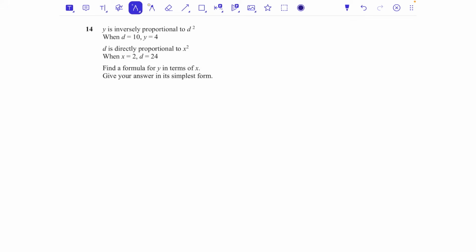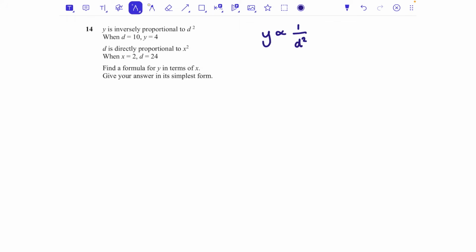So y is inversely proportional to d squared. What that means is if it's directly proportional, as one gets bigger, the other one gets bigger. If it's inversely proportional, as one gets bigger, the other one gets smaller. And how we write that, we say y, this is the proportionality symbol, and then for directly proportional, we'd put d squared. But because it's inversely proportional, we put 1 over d squared.